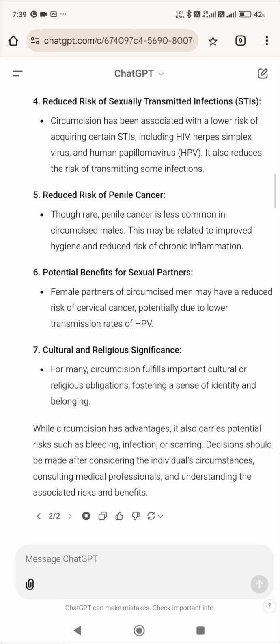5. Reduced risk of penile cancer. Though rare, penile cancer is less common in circumcised males. This may be related to improved hygiene and reduced risk of chronic inflammation.